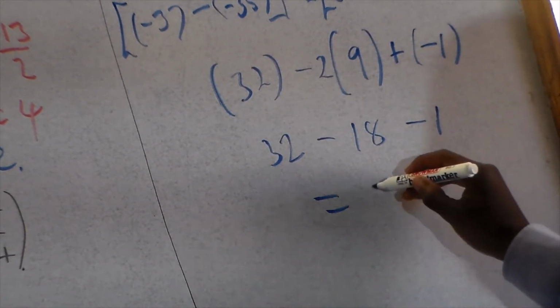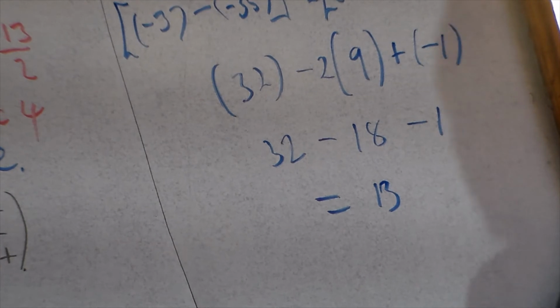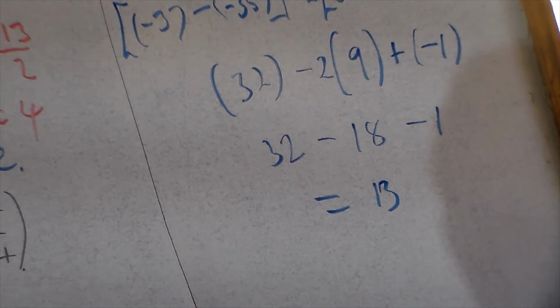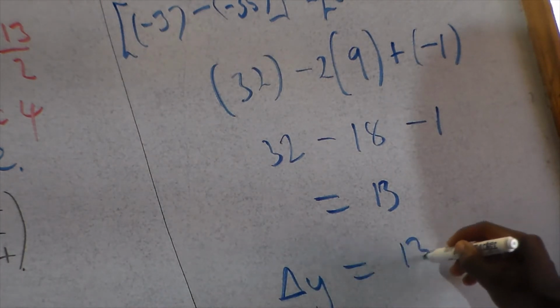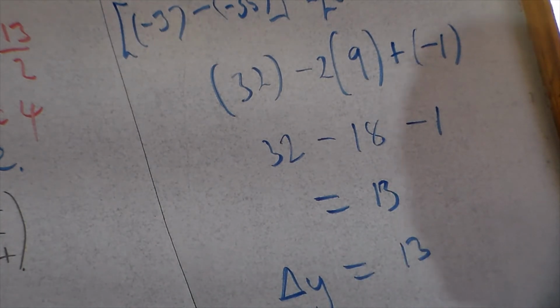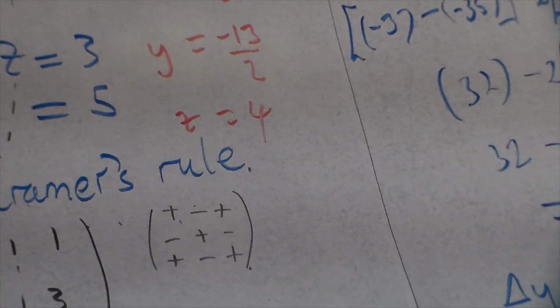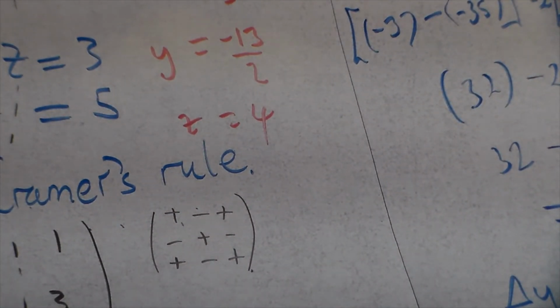What do we get? If you say 32 minus 19 from my calculator, I'm getting a 13. So remember, we are saying the value for the determinant when we have replaced the column for y, divided by the value of the determinant from our matrix. So the value for y is 13 and the determinant for this first matrix was a negative 2. So we say divided by D: 13 divided by negative 2, which is equal to minus 13 over 2.